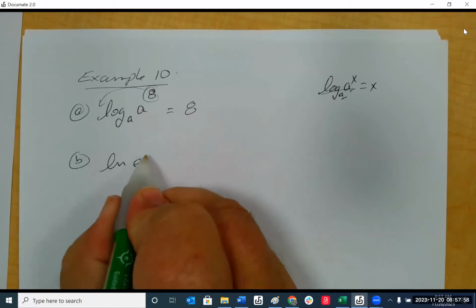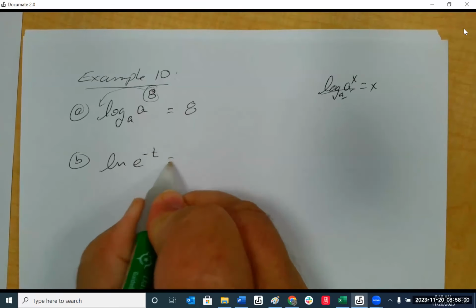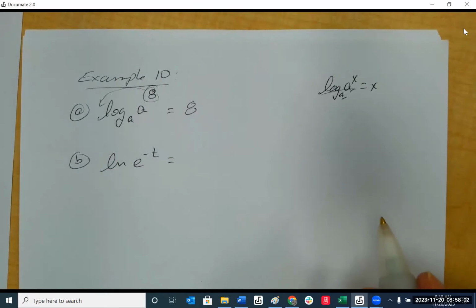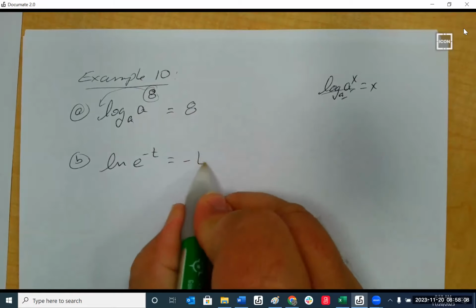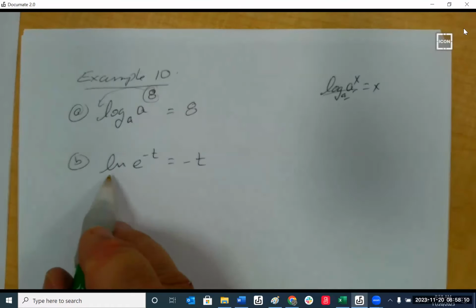ln e to the power negative t. The answer is negative t. ln is log base e.